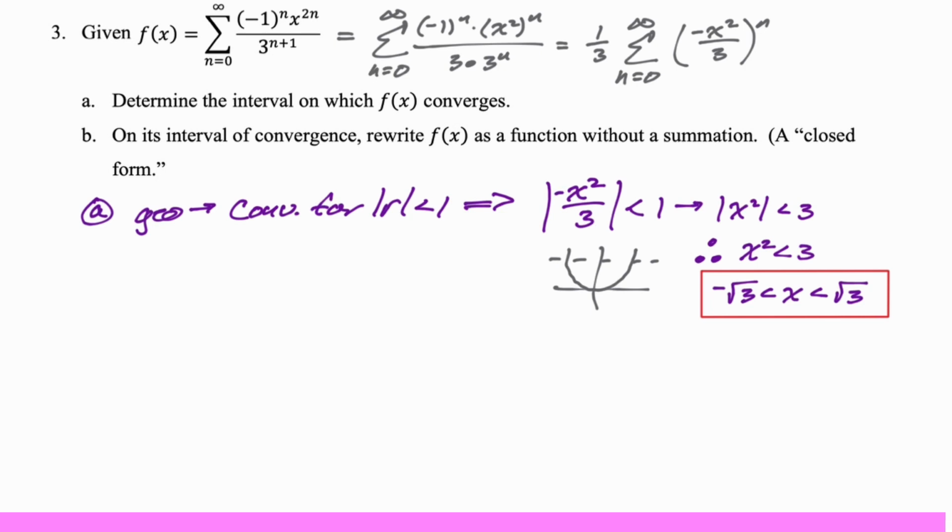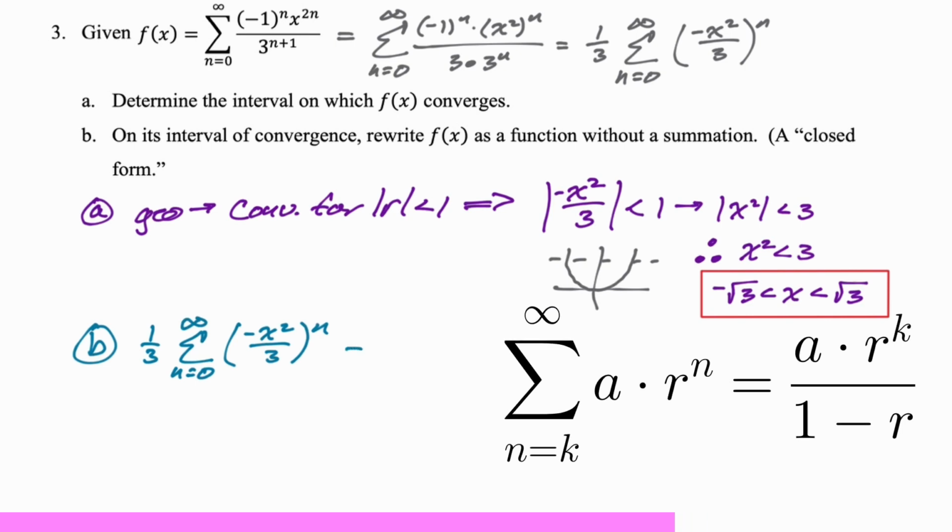All right. For B, on its interval of convergence, we want to rewrite f of x. So we just want to use the sum of a geometric series, which we know is the first term over 1 minus the ratio. Since we rewrote this thing to look like this, I'm going to start with just that 1/3 and leave it out. It's going to be the first term.